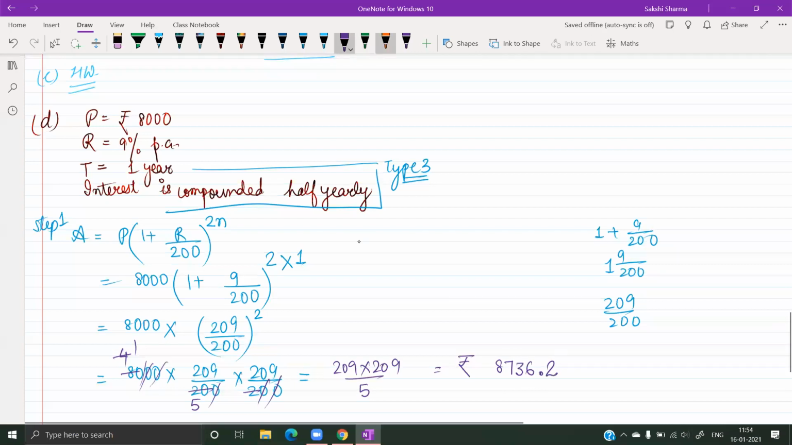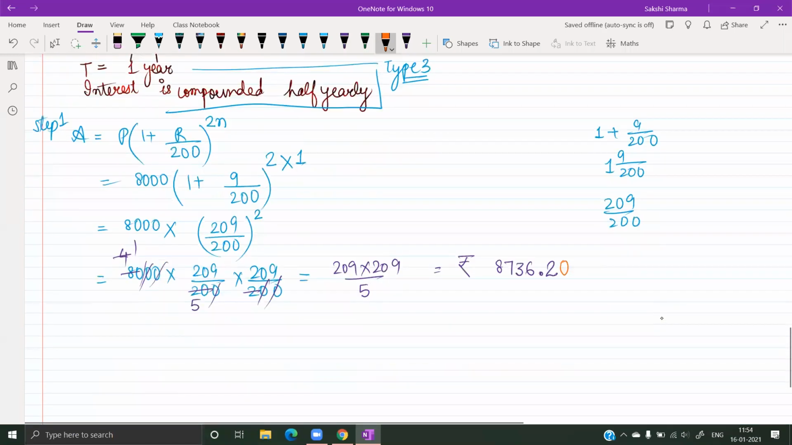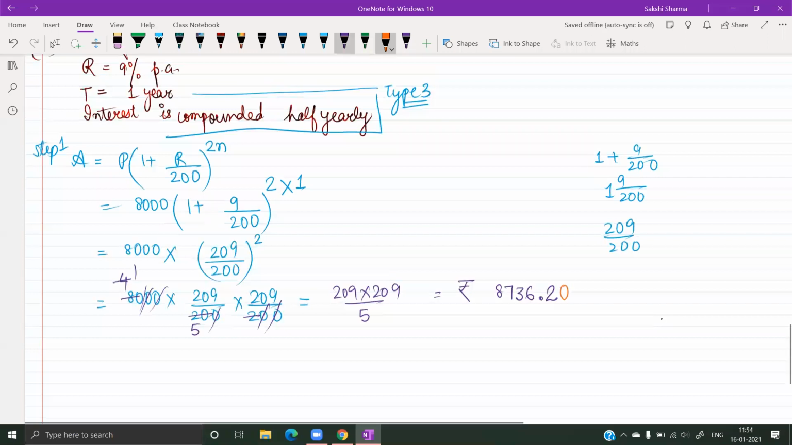So this is what you will get. And since this is money value, I would give my answer up to 2 decimal places. And after this, step number 2 is to find out the compound interest, amount minus the principal. 8736.20 minus 8,000 rupees. Write it as a decimal number.